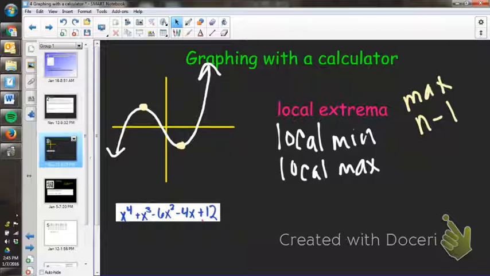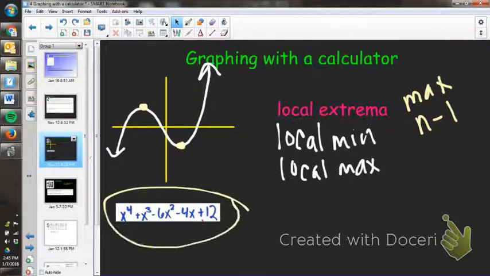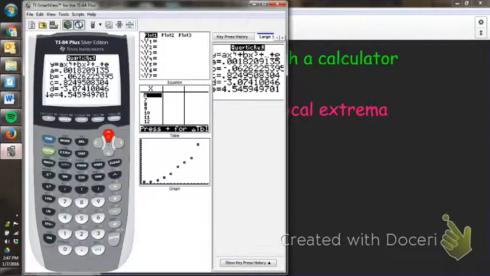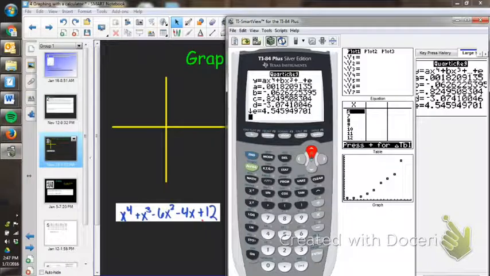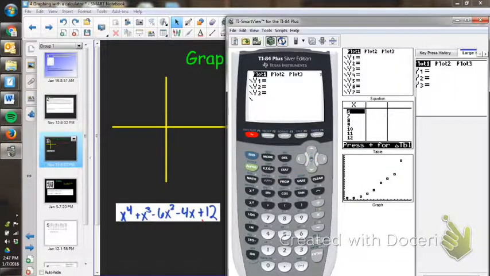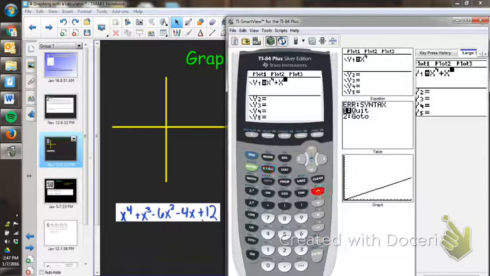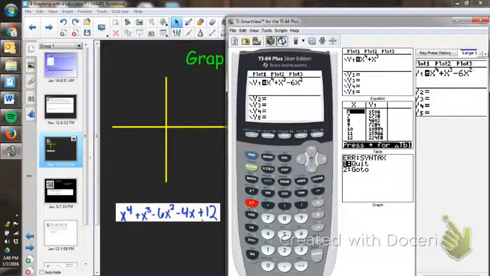So let's go ahead and look at a fourth degree polynomial. We're going to look at this one down here, and we're going to type that equation into y equals on our calculator. I'm going to turn my stat plot off to make sure I don't have any mistakes here. If you scroll up where it's highlighted and press enter, that will take your stat plot off. So I'm going to do x to the fourth power plus x to the third power minus 6x squared minus 4x plus 12.